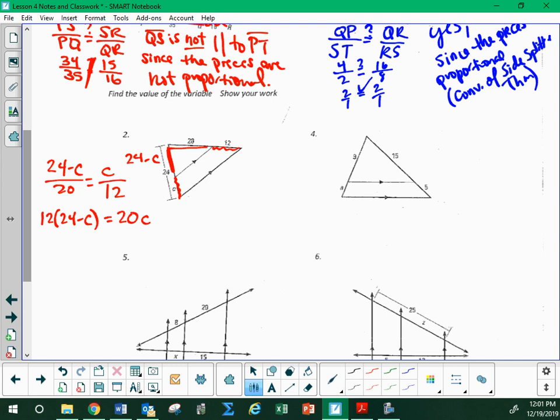Now at this point you can go ahead and distribute your 12 or divide by 12. Let's distribute. Alright, Cam's going to distribute 24 times 12. You can thank Cam for that one. Yeah, that's what we have to do on the test, so we'll do it by hand right here. No biggie. 4 times 2 is 8. And 4 times 1 is 4. 0. 2 times 2 is 4. 2 times 1 is 2. So 288. Okay. 288 minus 12C equals 20C.